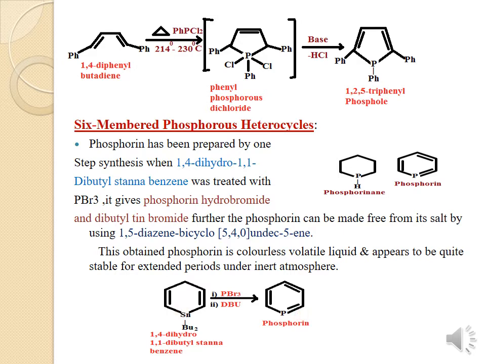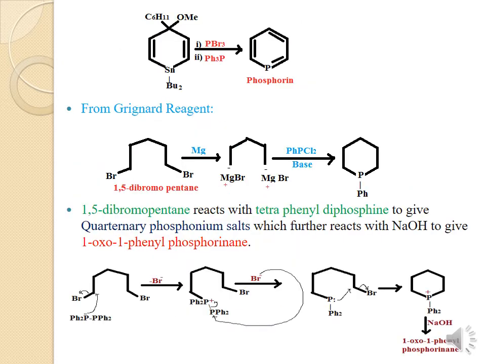Then moving on to next slide. Here mechanisms are not required, that's why I have not given you the mechanisms. Okay, they'll ask just to predict the product. Then again we are taking that stanna dibutyl compound with the two bulkier substituents attached, and upon treatment with phosphorus tribromide or phosphine, then again the phosphorin is obtained.